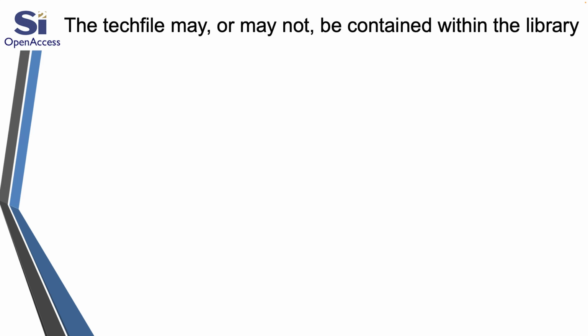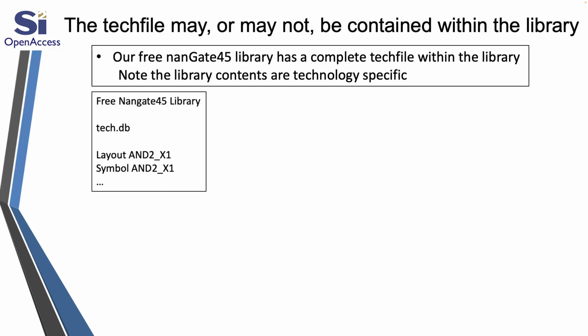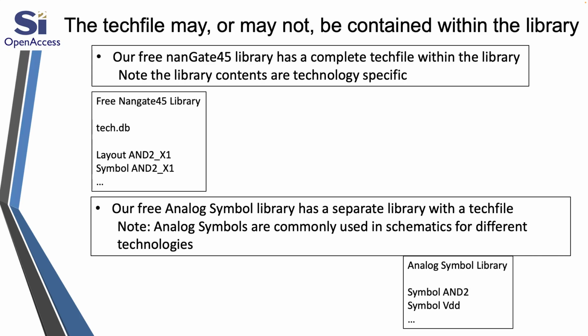The Techfile may be in the library or it may not be. For example, our NAND gate 45 library is specific to the 45 nanometer technology, so it has a Techfile within the library. Our free analog symbol library contains schematic symbols that may be used in schematics for multiple technologies. It has a Techfile as a separate library.